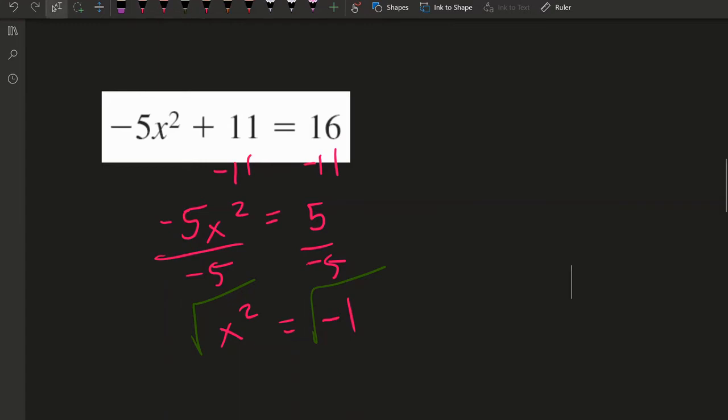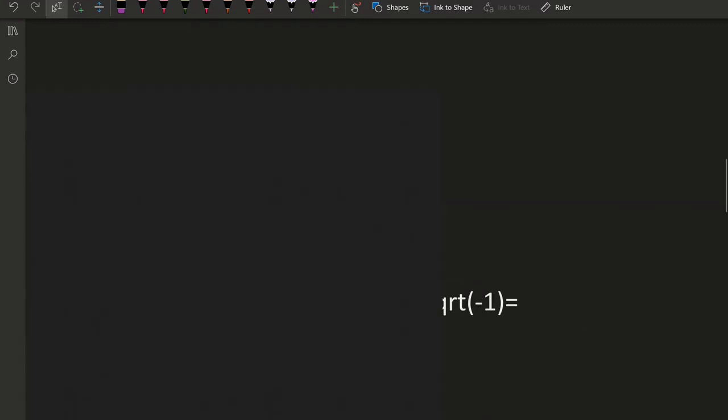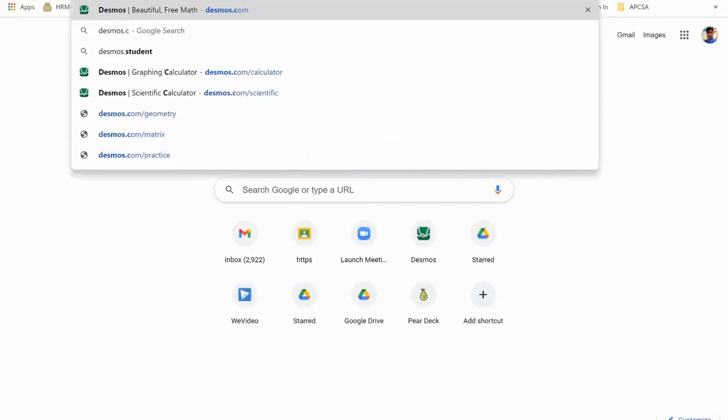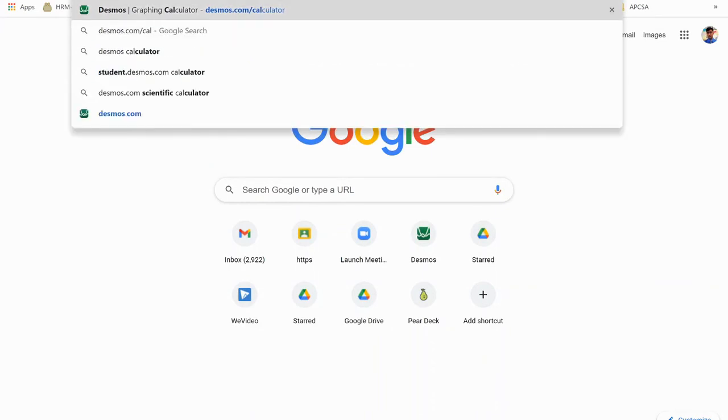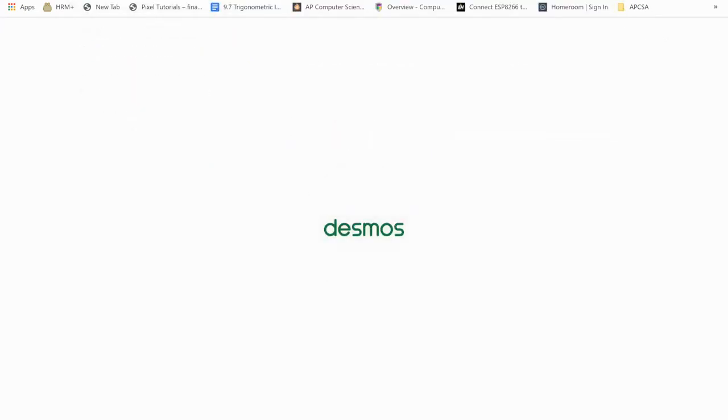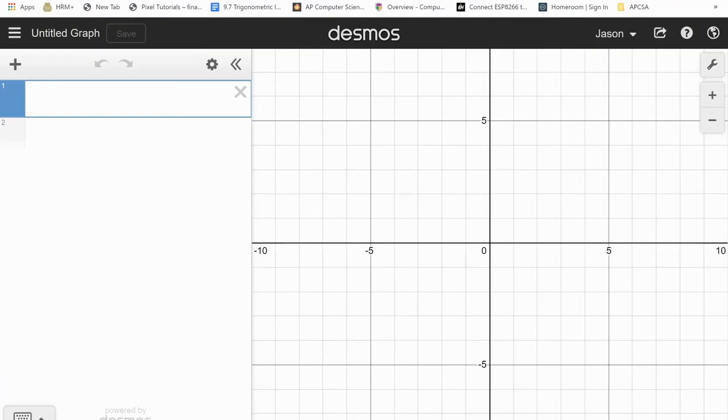Type that into your calculator real quick, because what it's asking is what number times itself is equal to -1. So if I type square root of -1, I get nothing. My calculator doesn't work here. Maybe my calculator's broken. Okay, Desmos is a good calculator. This will tell us the answer right away. Undefined.